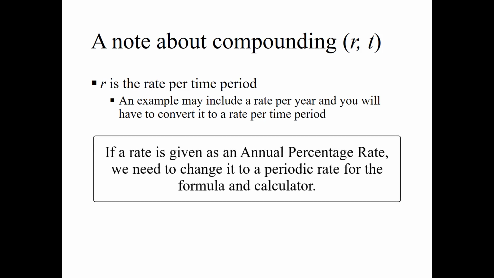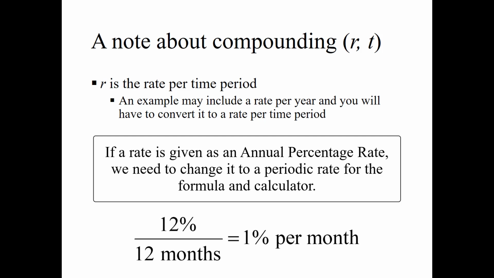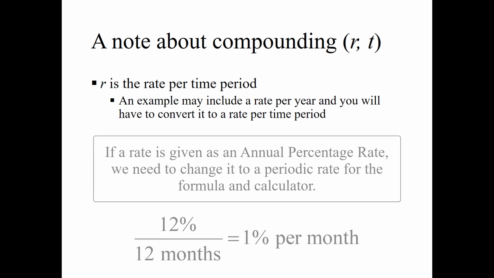In some cases, the rate will be given as a per year rate, and you will have to convert it to a rate per time period. So for example, if you know that you earned 12% per year, and we would have to get that into a monthly rate, you would simply divide 12% by the number of months in a year, or 12% divided by 12, and you would find out that you earn 1% per month.